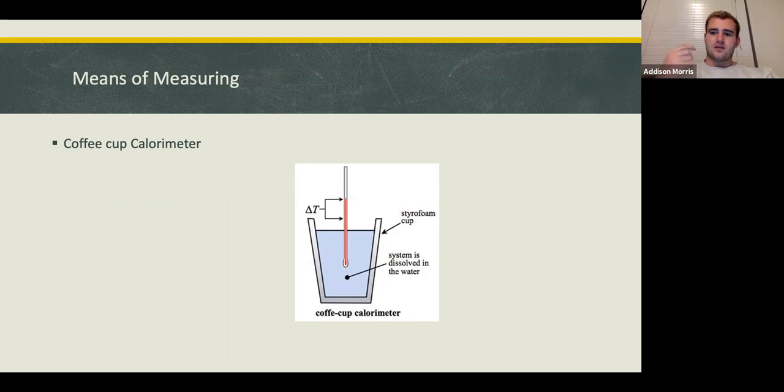What they do is take the material that they want to measure and place it in boiling water until the whole material is heated up. Then they place it into this cup and measure the change in temperature, the delta T, and plug it into the MCAT equation to determine the heat capacity of certain materials. So they mainly use this one for heat capacity.